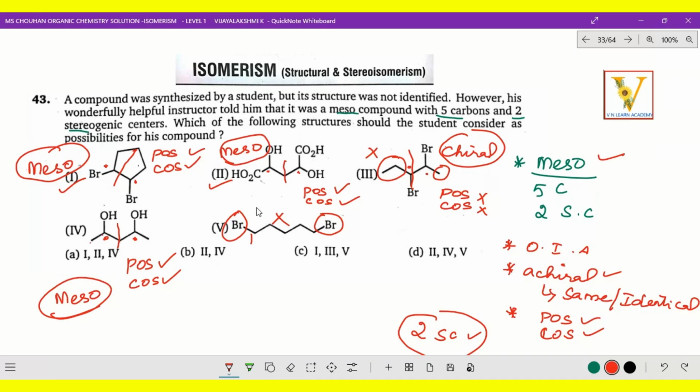So which is the correct option? The first compound is meso, the second compound is meso, and the fourth compound is meso. So first, second and fourth, option A is the correct option. I hope you got the clarity about this question. Come on, let's go to the next question.